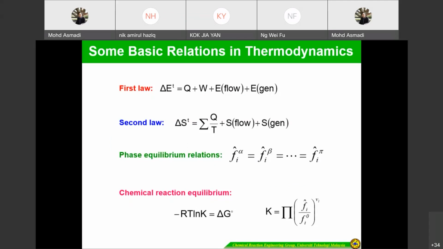Phase equilibrium relations: if you want to know the fugacity, phase equilibrium is important. The fugacity in the vapor and the liquid is different, but for the component it must be the same: f alpha, f beta and f gamma. This is fugacity of the species in solution, the species in liquid and the species in vapor. It must be in equilibrium first, then you can separate it. And then chemical reaction equilibrium. This one is Chapter 13.